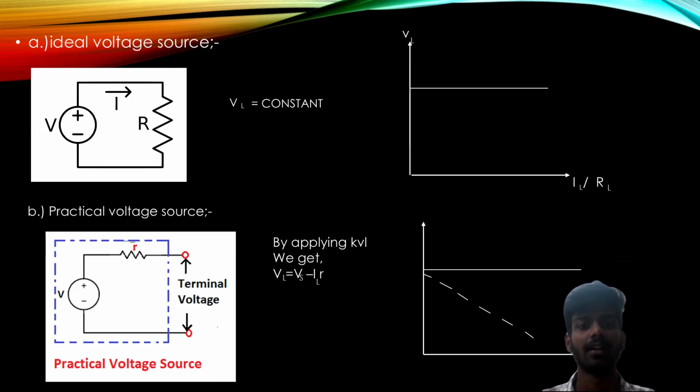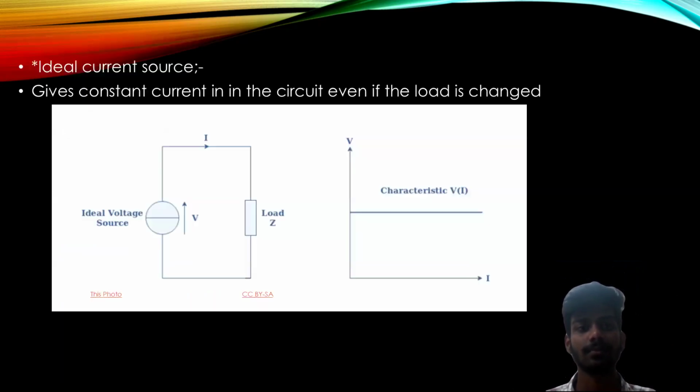Now let us see ideal current source. An ideal current source gives constant current in the circuit even if the voltage or load is changed. It does not depend on the voltage. Here the internal resistance is infinity. It delivers the same current throughout the circuit.